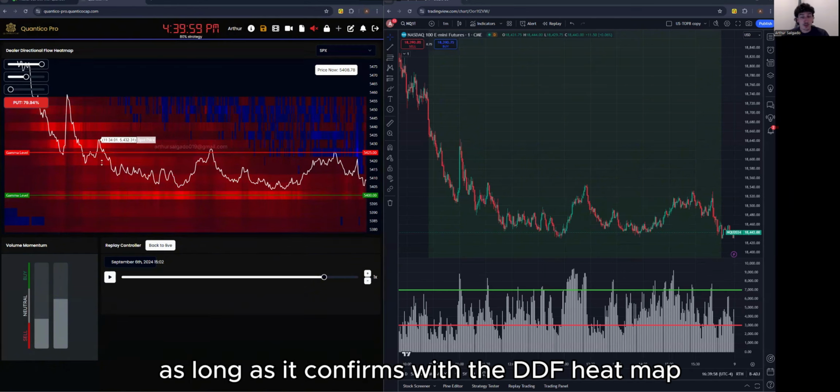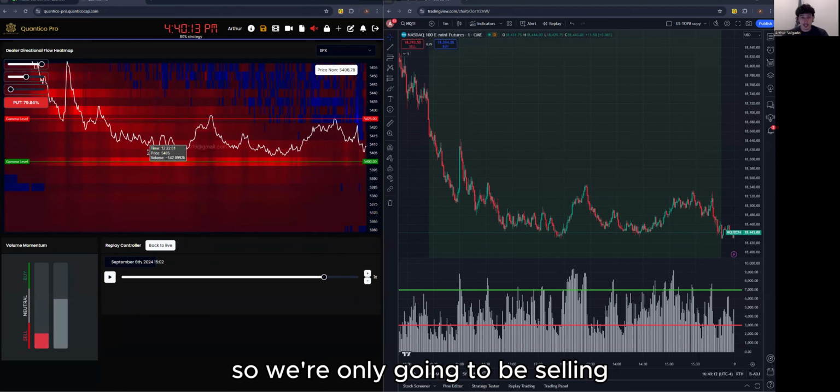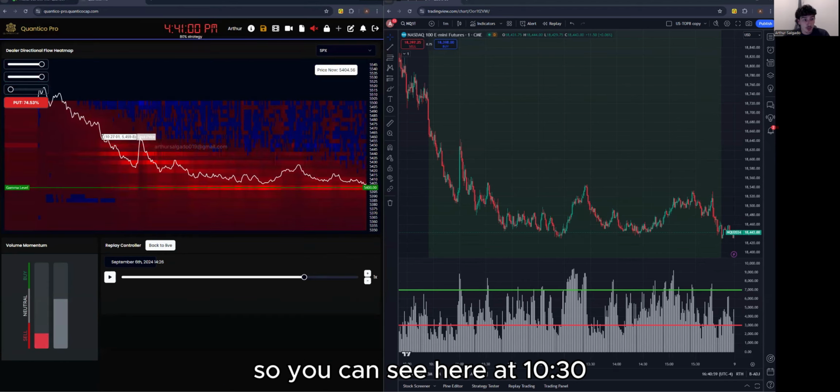Going in, we can see that we were in the red the entire day. So we're only going to be selling. You can see here at 10:30, we were already in the red and we were in the red the entire day. So we're only going to be selling.